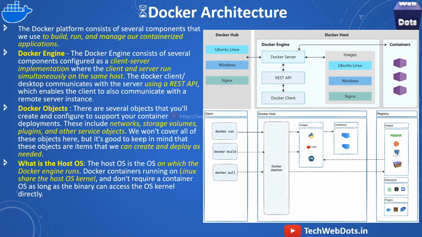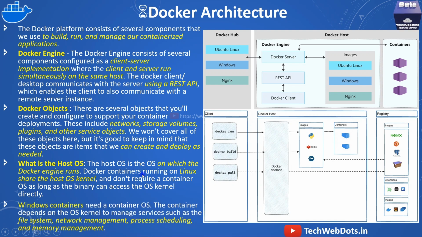Then what is the host operating system we are talking about? The host OS is the operating system on which the Docker engine runs, the base one. Docker containers running on Linux share the host kernel, as we have seen in previously recorded sessions, and don't require a container operating system as long as the binary can access the OS kernel directly.